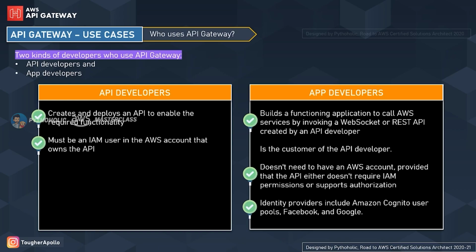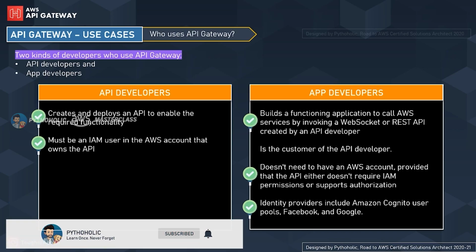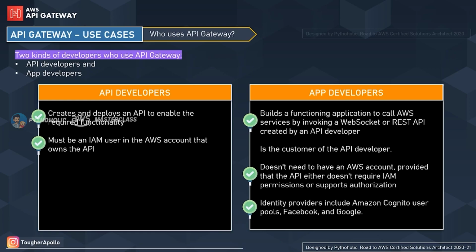API developers create and deploy an API to enable the required functionality, and you must be an IAM user in the AWS account that owns the API. So when you think of creating an API using API gateway, remember these points. Moving on to app developers: if you are an app developer, you are mostly responsible for building the functioning application that calls AWS services by invoking a WebSocket or REST API created by an API developer. You are the actual customer of the API developer, but you don't need an AWS account to access the API, provided the API doesn't require IAM permission or support authorization.